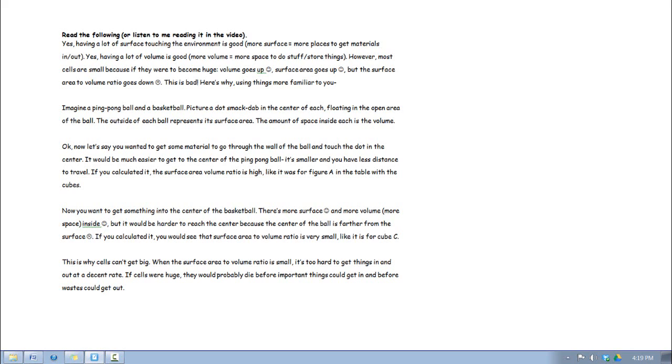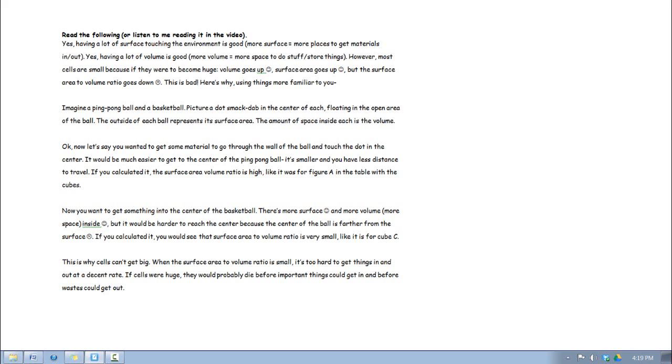Imagine a ping pong ball and a basketball. Picture a dot smack dab in the center of each, floating in the open area of the ball. The outside of each ball represents its surface area. The amount of space inside each is the volume. Okay, now let's say you wanted to get some material to go through the wall of the ball and touch the dot in the center. It would be much easier to get to the center of the ping pong ball. It's smaller and you have less distance to travel.